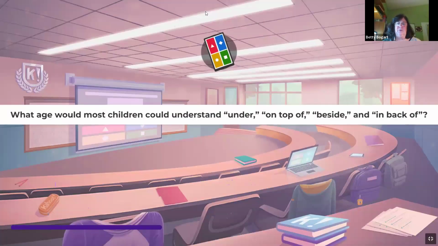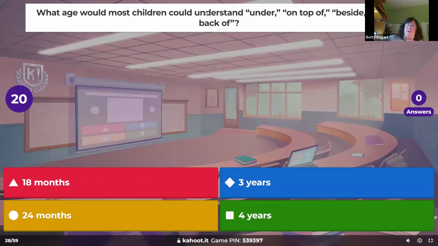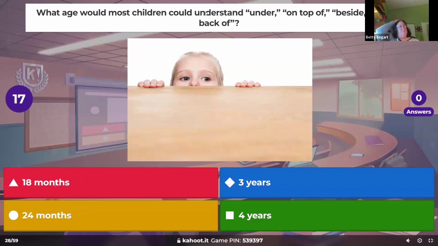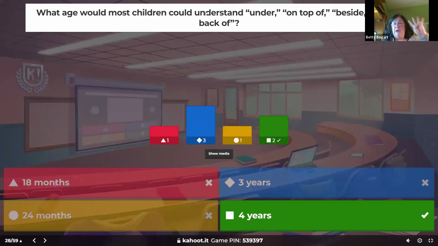What age would most children understand under, on top of, beside, over, around, and back of, all that good stuff? And again, don't think about your own kids and when they did it. It's 4 years old, okay? Yes, Christian was 3 years old. Don't think of your own children as you're looking at these. Those of you who have small children, it is different, okay? The book is different.